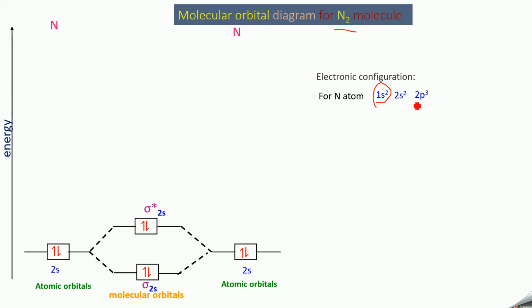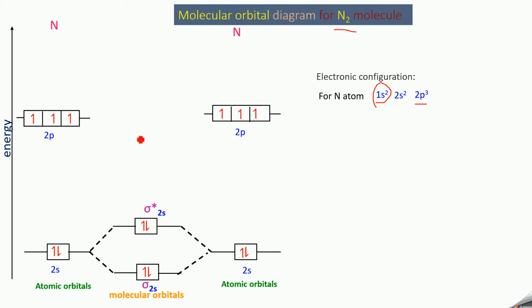Next we will go to the 2p orbital, where we have 3 electrons. For this nitrogen atom's 2p orbital, where you have px, py and pz, each one will have 1 electron. Similarly for the other nitrogen atom, the 2p orbital has 1 electron each in px, py and pz. Now we have 3 atomic orbitals of this nitrogen and 3 atomic orbitals of this nitrogen, so totally 6 atomic orbitals. So we will be getting 6 molecular orbitals.